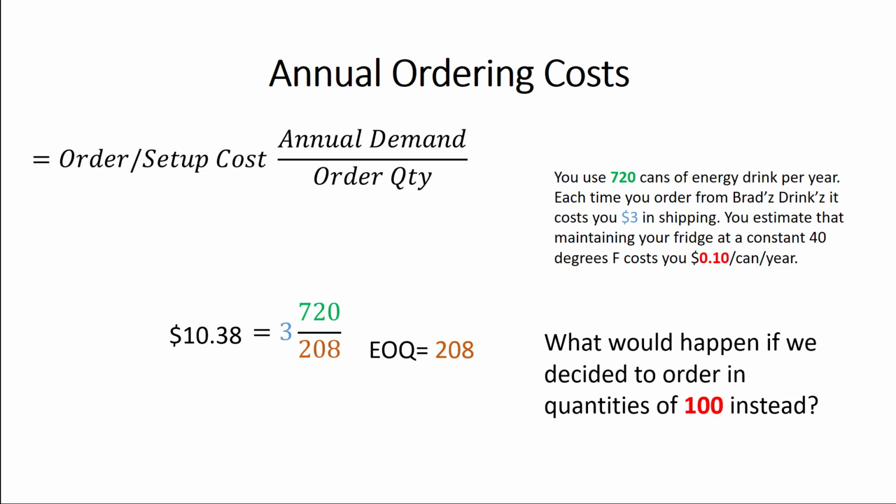So what if we decided to order in quantities of 100? Well, it's pretty simple to replace 208 with 100, and we get $21.60. So obviously if we're ordering in smaller quantities, we have more orders, therefore we're going to have more ordering costs.